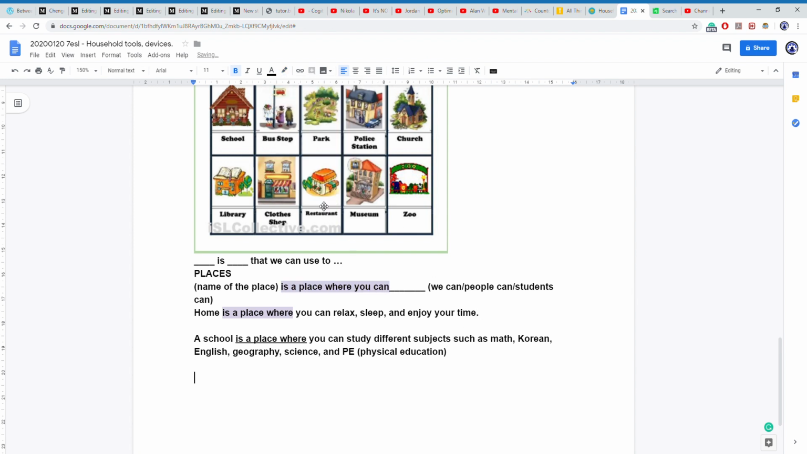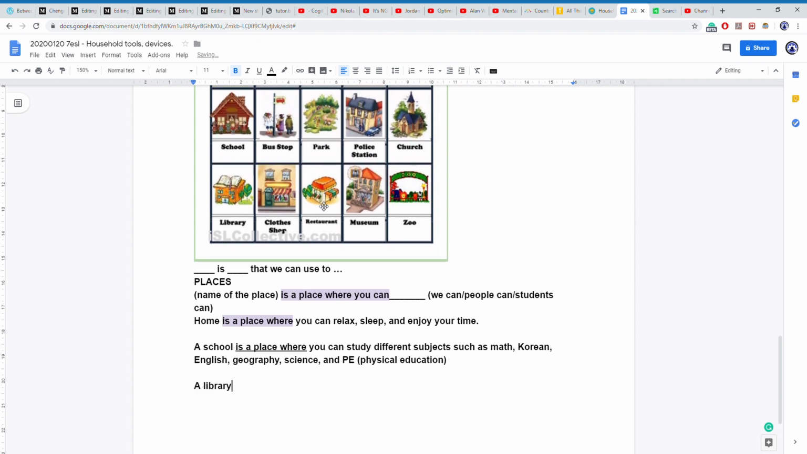Okay, let's go with another example. Let's say library. A library is a place where you can. What do you do in library? Very easy, right? People read books. Well, let's change this. Let's say people, where people can read books, find magazines. What else can they do? And study. Oh, we always use study. Use free Wi-Fi. How about that? A library is a place where people can do what? One, read books. Two, find magazines. Three, use free Wi-Fi. So your sentence becomes bigger and bigger as you put more things in it. All right?